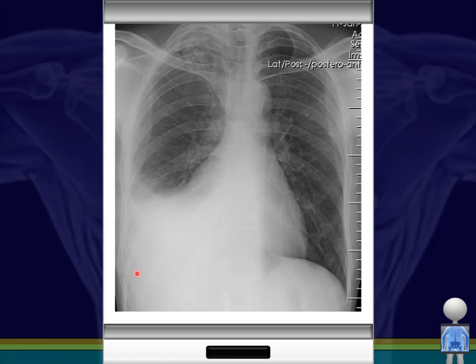So here, not only do we have blunting of the costophrenic angle, we have nothing. It's all, we call this a whiteout. The patient has a whiteout in their right lower area, correct? So it's not really the right lower lobe because the lobe is pushed upward and backward by the fluid. This is under the lung.